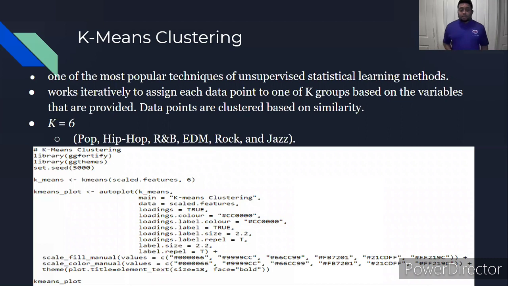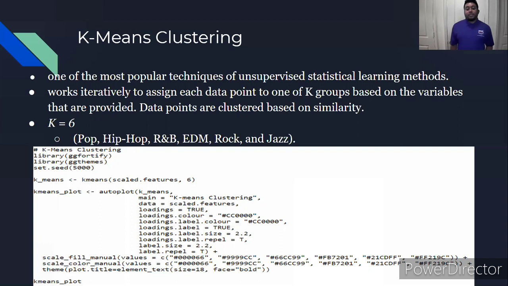So going on to the next slide is deciding what clustering the analysts used. So K-means clustering was the one decided. It is one of the most popular techniques for unsupervised statistical learning. It works iteratively to assign each data point to a K group based on the variables. In this data set, it was K equals 6. The 6 represents the top 6 music genres that we have today.